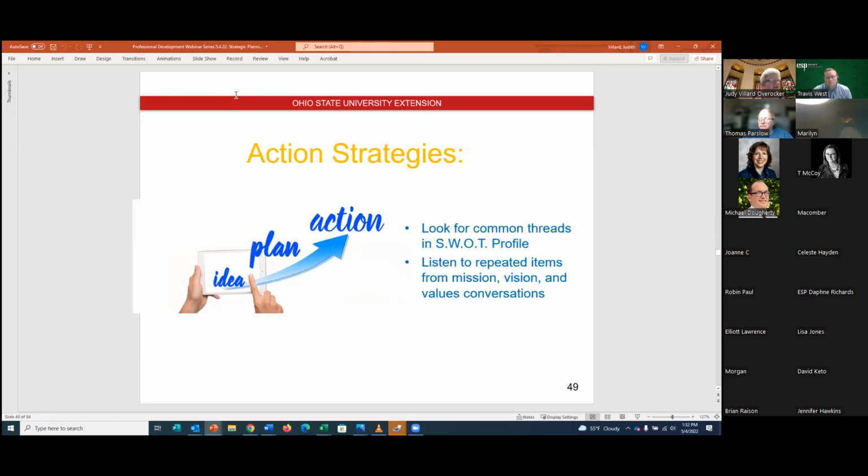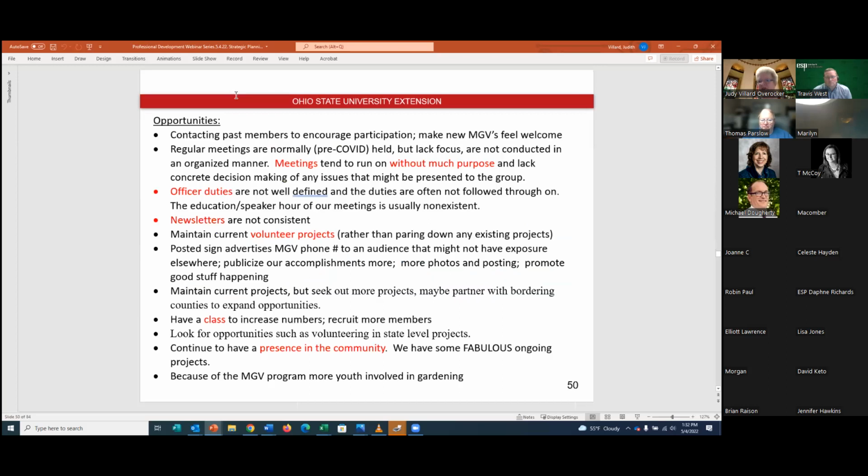We look for those common threads in the SWOT profile and we listen to what the people were saying. And you know what? That was my job. I was the listener, and I took notes, things they said, the comments that they had. And so now I want to see how we put this in place. And we're going to go back to those opportunities. Again, I've highlighted some things that I heard there.